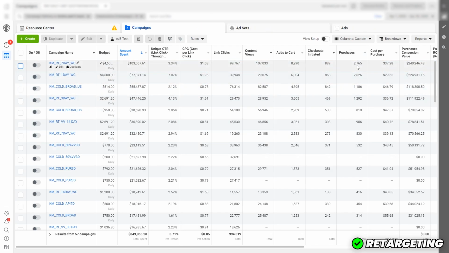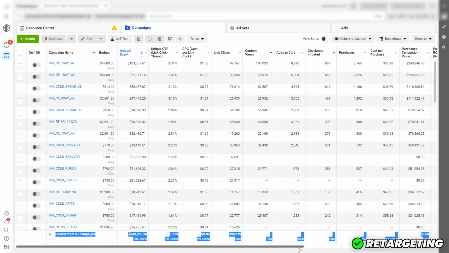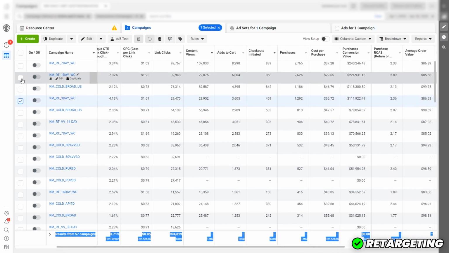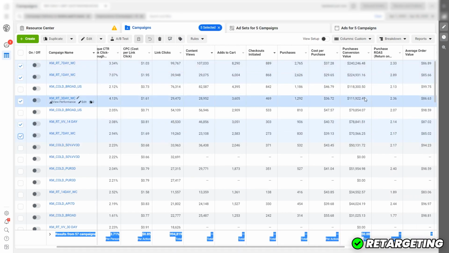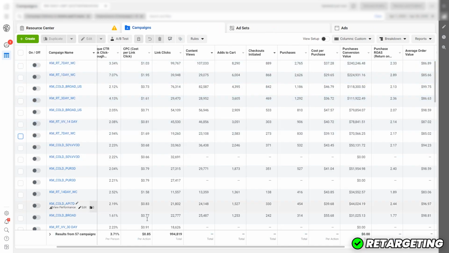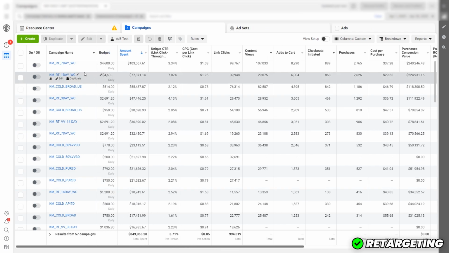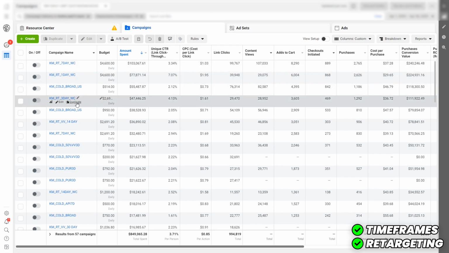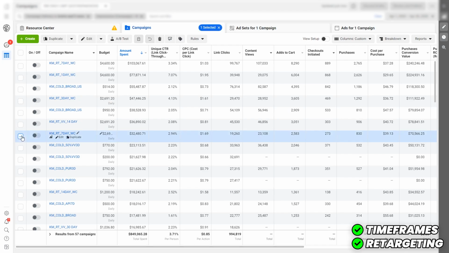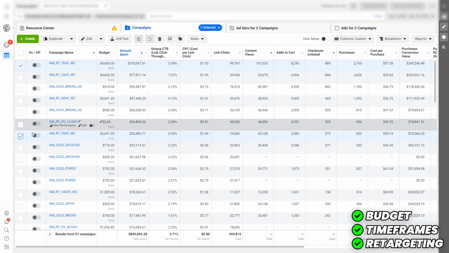And look at how many purchases they brought in. An absolutely insane amount, I want to say over $500,000 in revenue just from retargeting. And look at the time frames. I'm testing 1-day retargeting, 7-day retargeting, 3-day, 7-day again, just with a different budget, right? So these two are the same campaigns, using the same audiences but just different budgets.